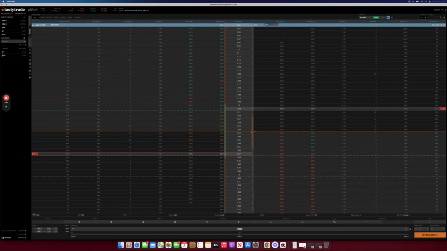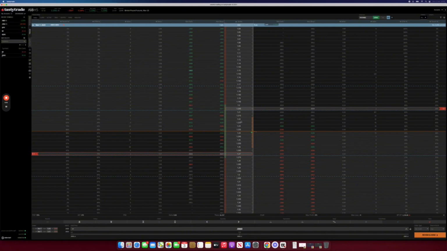Well, in the bottom left corner we have our POP, which is probability of profit, and that is your probability of making at least 1 penny on this trade, and that's currently at 75%. So if we were to get filled right now at this current mid price 0.006, we've got a 75% chance of making at least 1 penny on this trade.